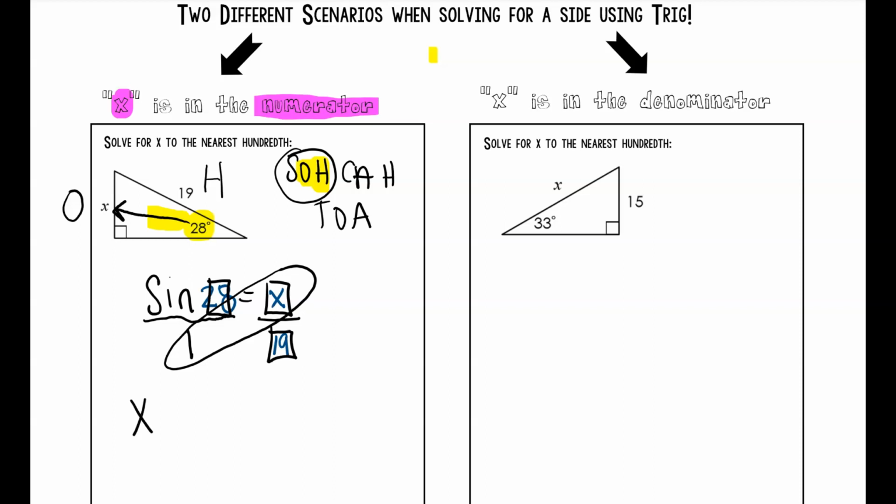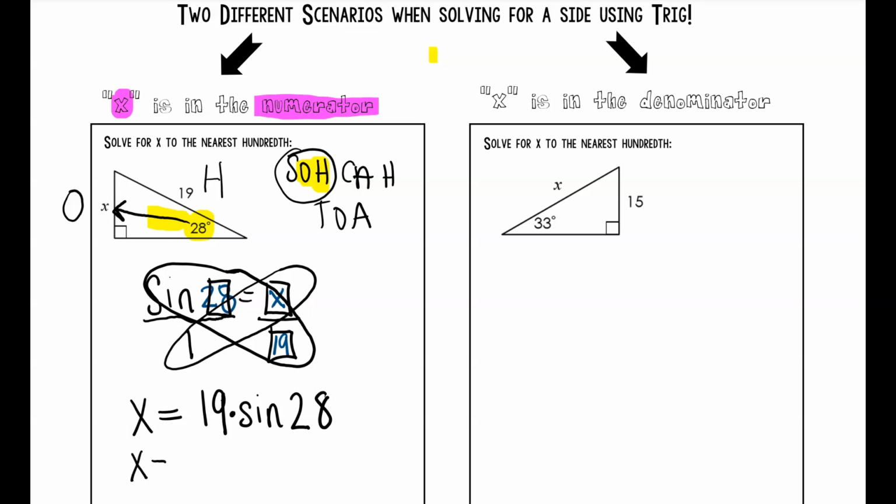So x times 1 is x. And I strongly, strongly, strongly suggest that when you cross multiply this, you take this 19 and you put it in front of the word sine 28. Okay, that is my strong suggestion. This way, when you put it into your calculator, you're going to be multiplying the 19 by the sine of 28. So x is already alone. We're going to drop down the x is equal to, and you're going to plug this all into your calculator.